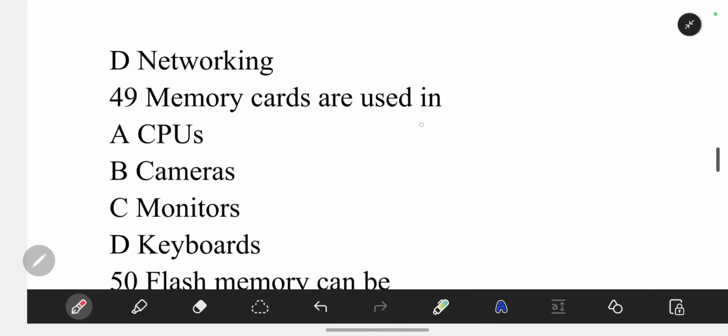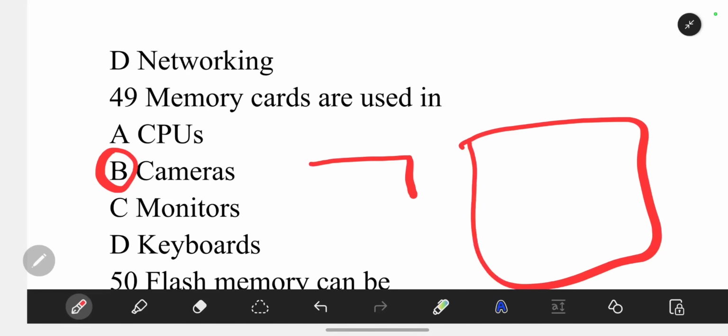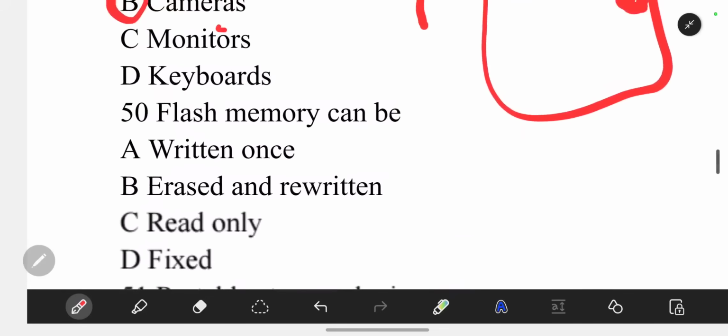49, memory cards are used in cameras. So memory cards are used mostly in cameras. So not the monitor, not the keyboard, but things that need storage. For example, a digital camera will use what we call a memory card, so that it can store that information.